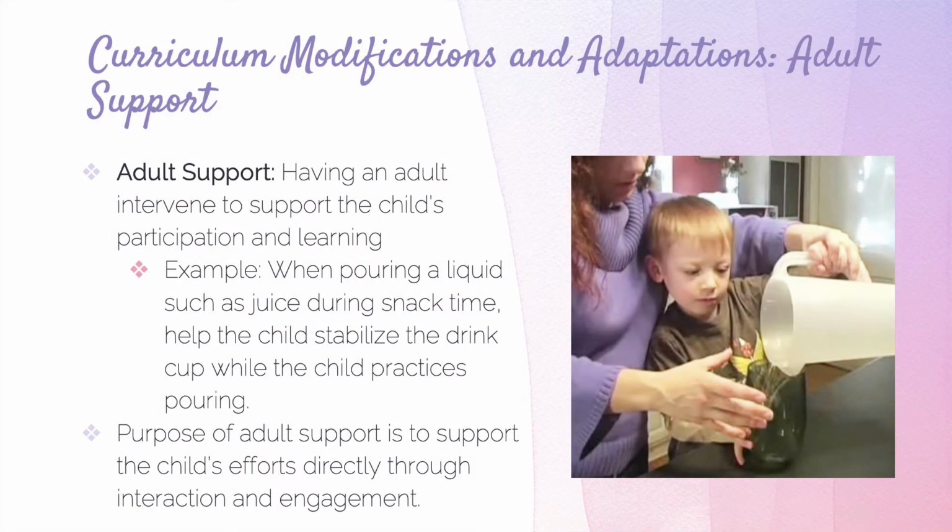The next curriculum modification is the process of having an adult intervene to support participation and learning of the child, which is also known as adult support. Now, the purpose of adult support is to be able to directly support the child's effort through interaction and engagement. So, for example, during snack time, when a child is wanting juice, have the child pour the juice into the cup while you're helping hold the cup and helping him or her pour the juice.